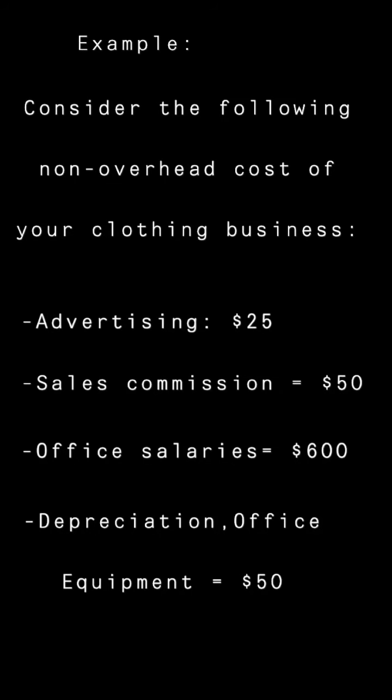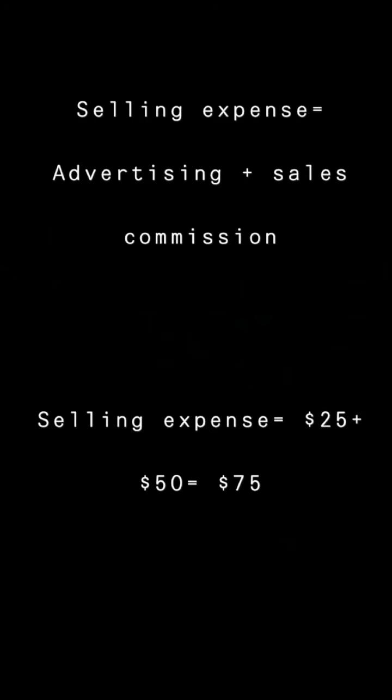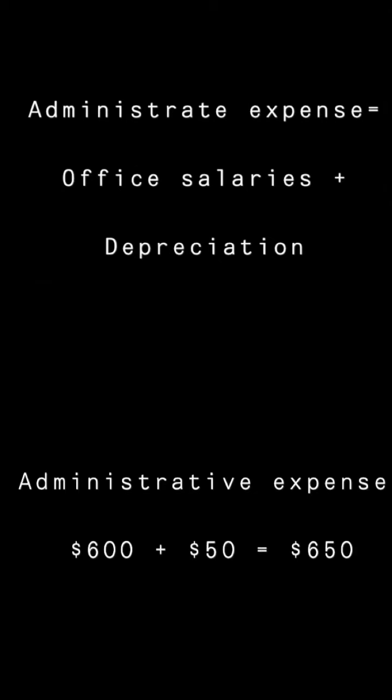Let's say that in our clothing business, advertising is equal to $25, sales commission is equal to 50, office salary is equal to 600, and depreciation on office equipment is equal to 50. So your selling expense will be 25 plus 50, which is $75. And your administrative expense is going to be 600 plus the 50, which is the depreciation, equal to 650.